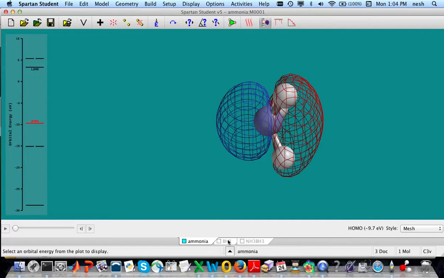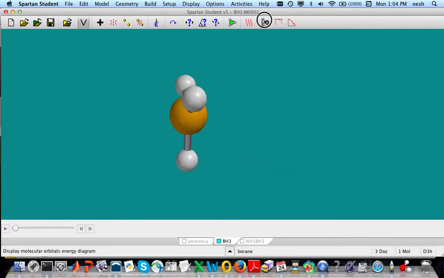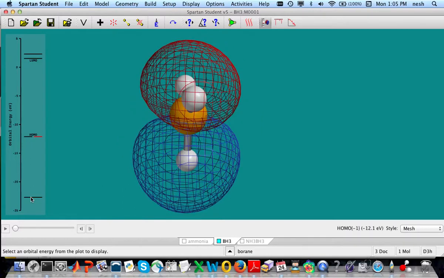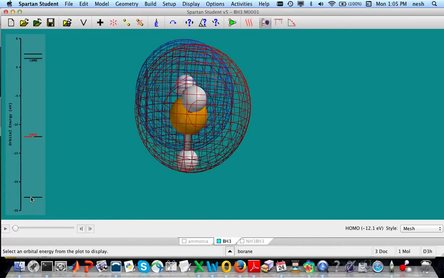Now we'll do the same thing for BH3, and there's the ground state MO for BH3. How many valence electrons does BH3 have? Well, that's 3 for the boron, and then 3 more for the hydrogens, so we have 6 altogether. And as you can see, therefore, Spartan has labeled the HOMO correctly. That's the next orbital up here.